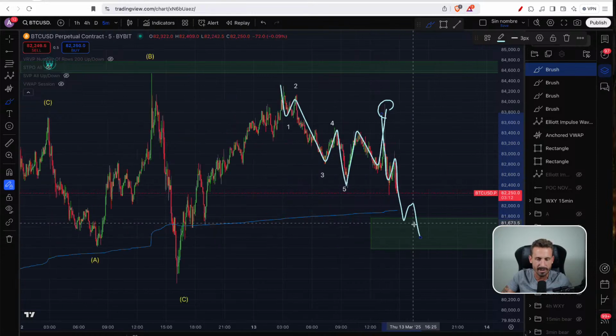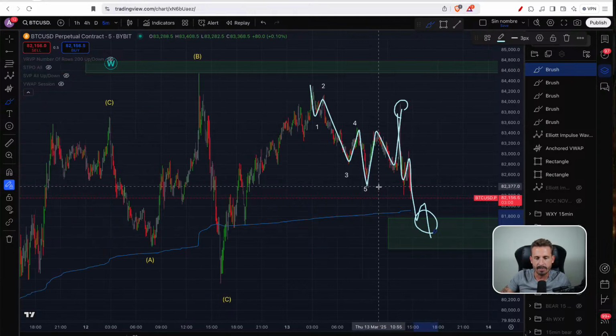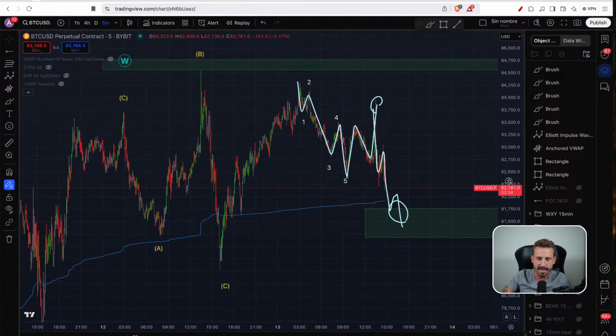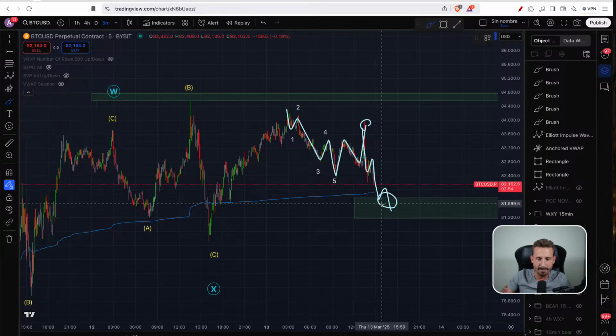This could be difficult. It could be choppy. This is a zone to remain patient to see proof of support. This is a zone to remain patient. There's no quick long setup here. And there would be even a better long setup if the price does get a bounce.